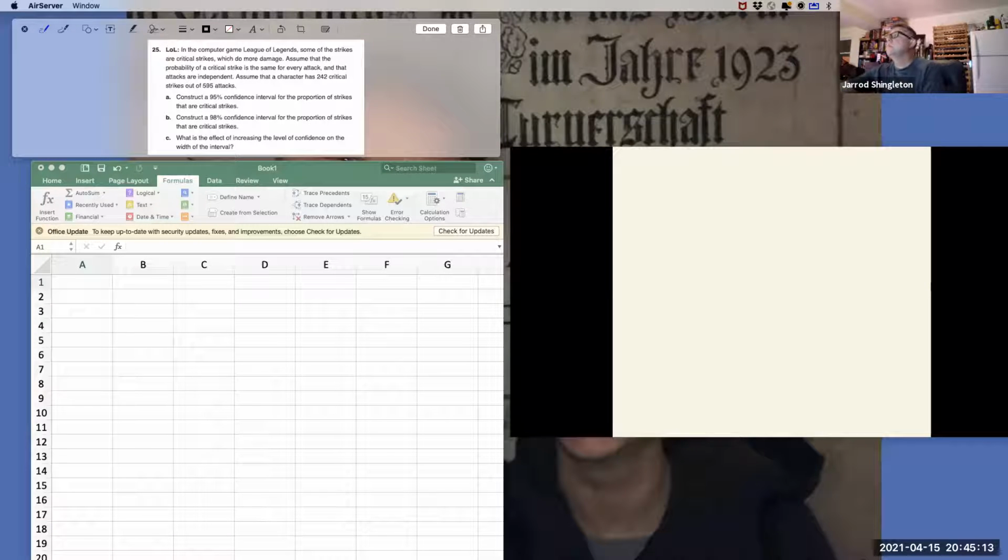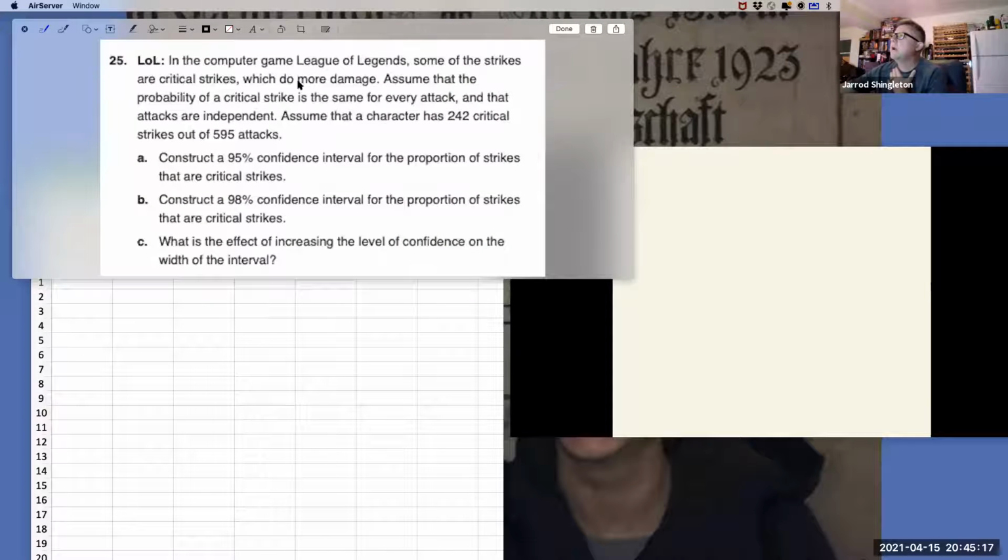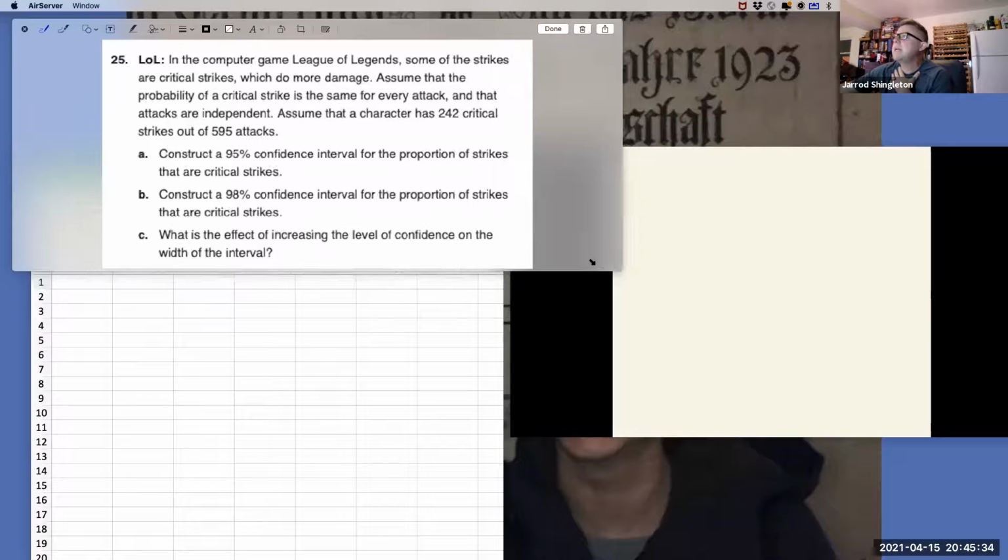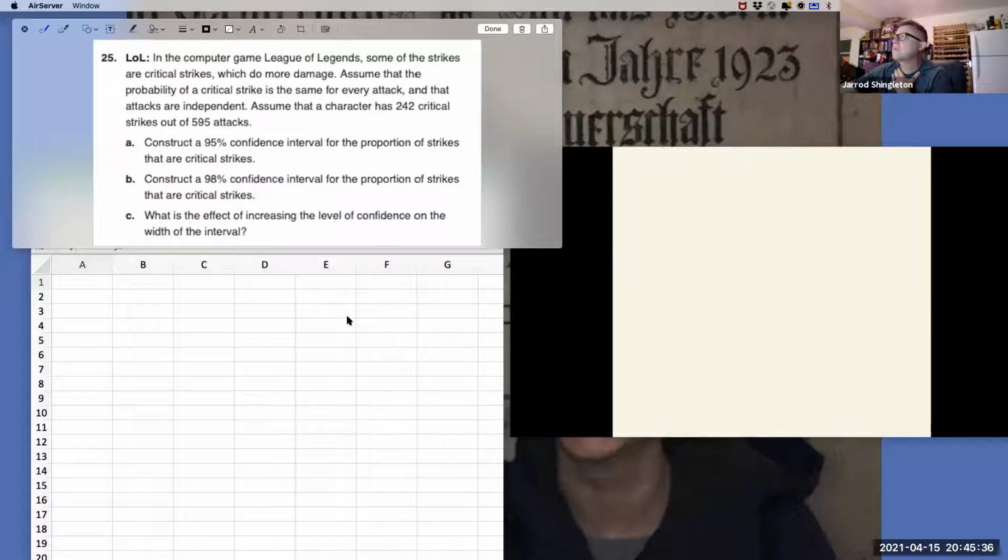This is the problem that we're going to be taking a look at. League of Legends, some of the strikes are critical strikes. Assume the character has 242 critical strikes out of 595 strikes. I'm going to do the first two here. They want me to calculate a 95% and then a 98% confidence interval for critical strikes.